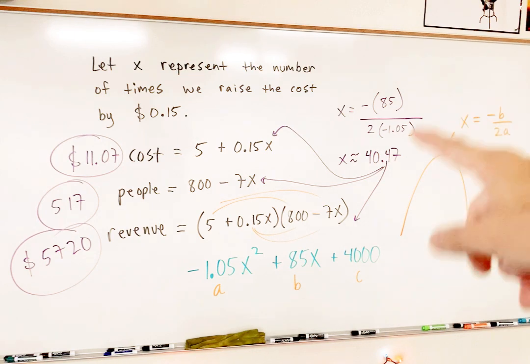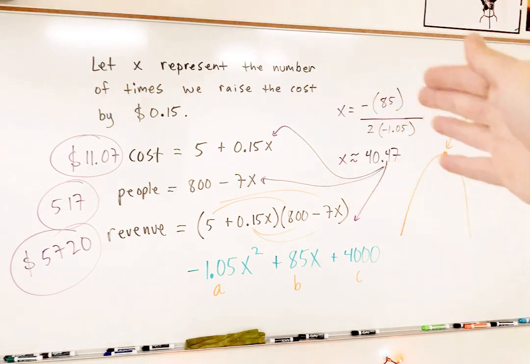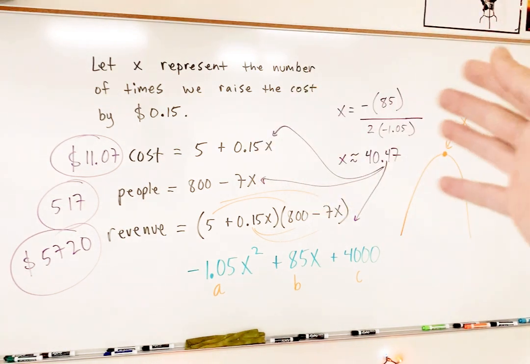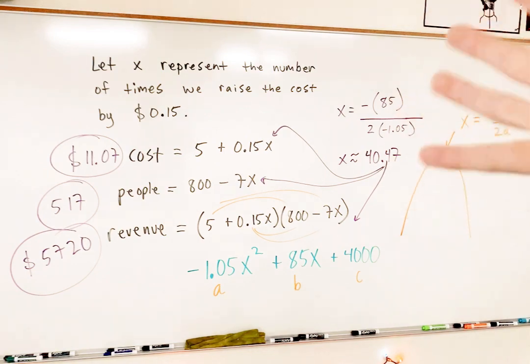So once you find x from negative b over 2a, you decide where to plug in x. Are you going to plug it into cost alone, people alone, or into revenue? It all depends on what they're asking for.